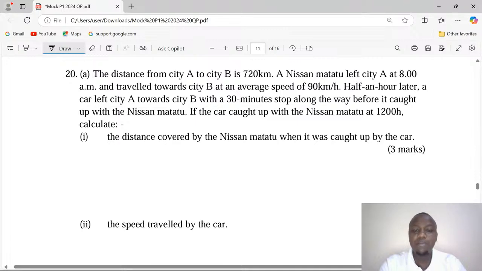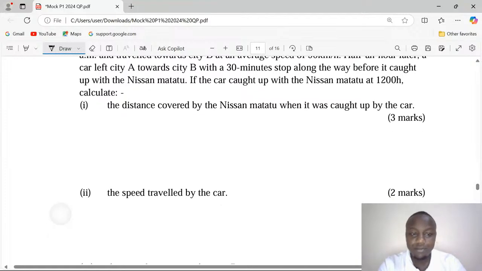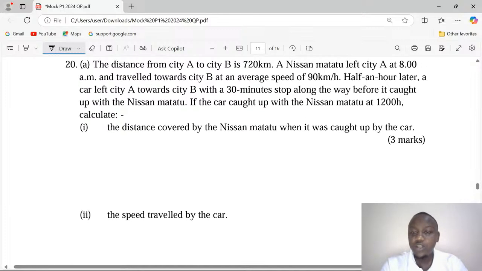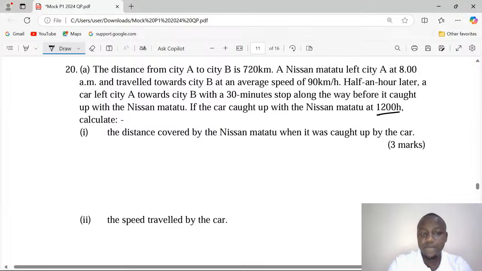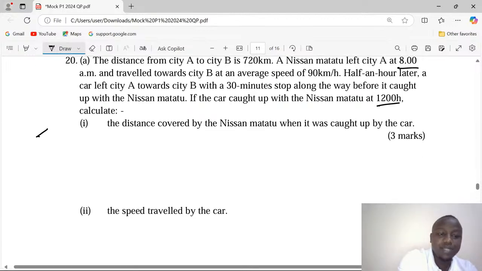If the car caught up with a Nissan Matatu at 12:00 hours, calculate part 1, the distance covered by the Nissan Matatu when it was caught up by the car. So when it was being caught up, it was already 12:00 hours, and the Nissan Matatu had started its journey at exactly 8 a.m. This means that we can get the time it had traveled.